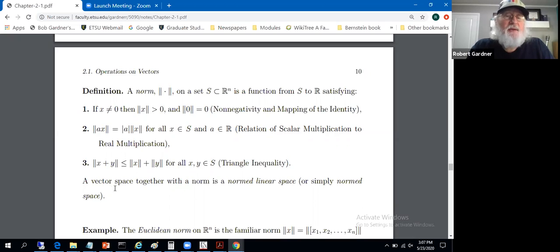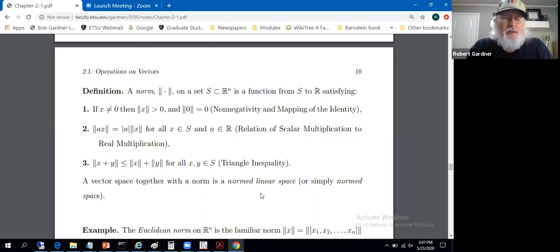If that set of vectors itself is a vector space, then together with the norm, we have a normed linear space, or simply normed space. I like normed linear space myself. This is the kind of verbiage we'd use in analysis. Alrighty, so that's what a norm is. We don't have it defined yet.